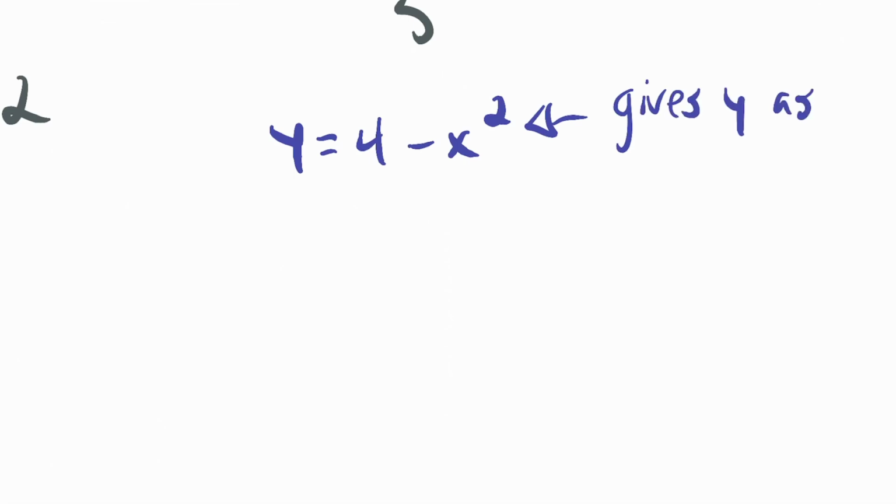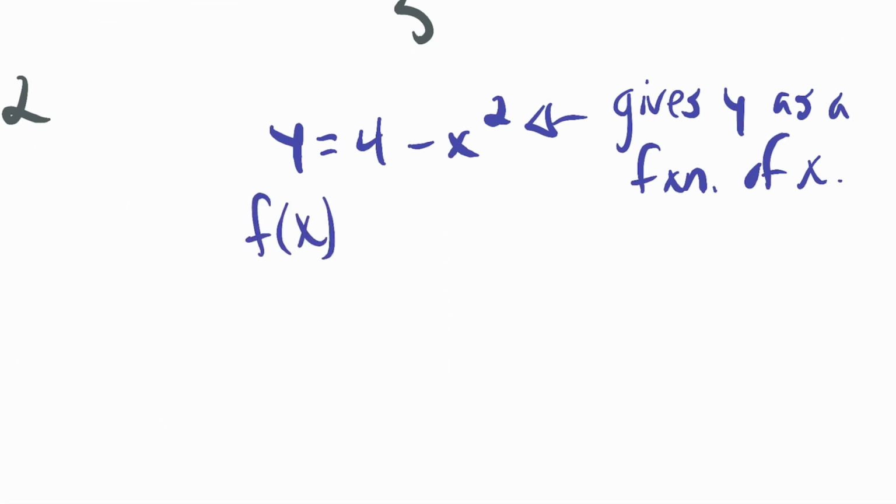It gives y as a function, abbreviating here, function of x. So we'll say that x is the independent variable and y is the dependent variable. Y depends upon what x is. So what I can do is say, well, I don't really need to refer to the output variable. I want to emphasize the function name, f of x.